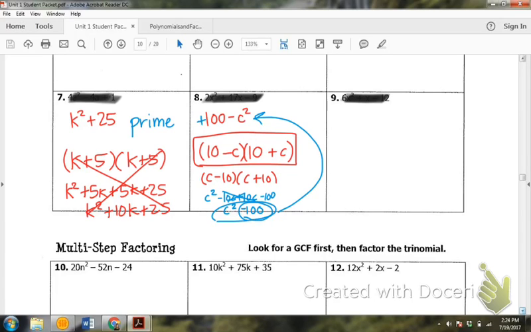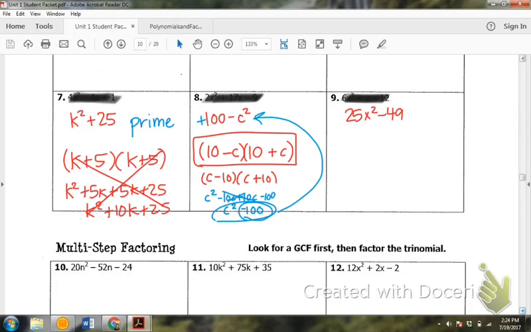Okay, number 9. 25x squared minus 49. Is it a binomial? Yes. Are 25 and 49 perfect squares? Yes. Is x squared a perfect square? Yes. So we just have a little bit extra on this one.